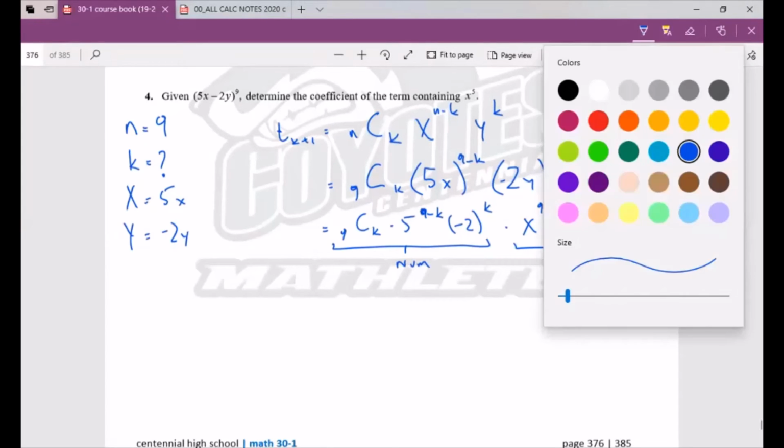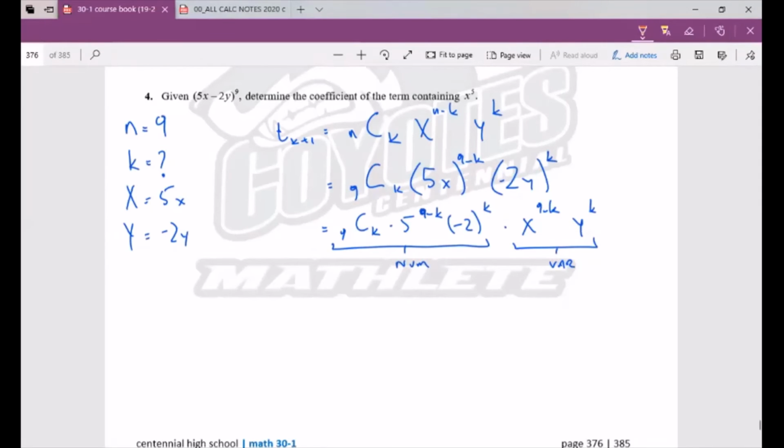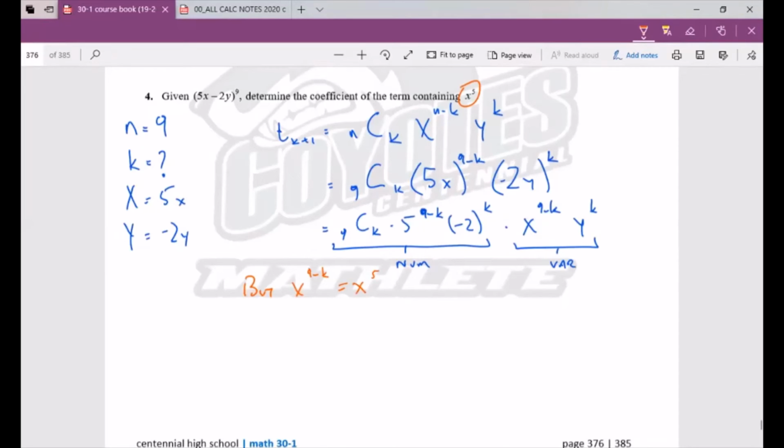Now I'm going to switch pen colors here because this is going to be a bit of an aside. And so we're going to make the argument that x to the 9 minus k has to be equal to x to the 5. So we're told in the question, we're trying to find the x to the 5 term. There's no x's going on in this y, and later on we're going to see questions that combine those. So really, we have x to the 9 minus k is equal to x to the 5, which implies that 9 minus k equals 5. And that tells us that k equals 4.